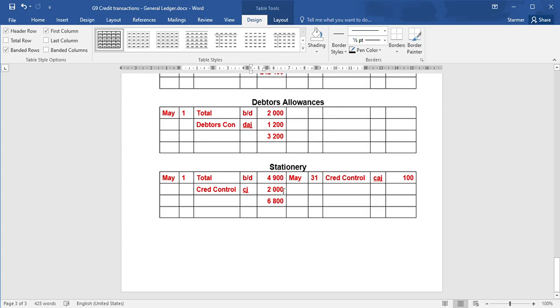Stationery, you add up the plus side here, subtract this on the minus side, and that gives you the answer. Okay, you need to practice this general ledger because it forms an important part of any exam.